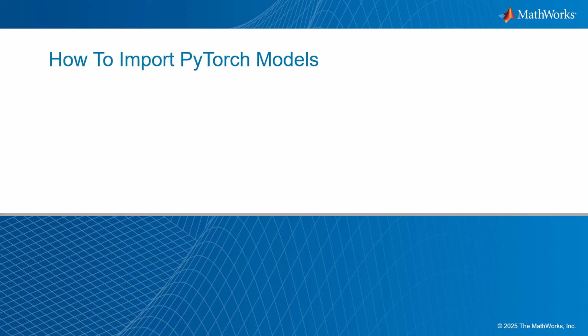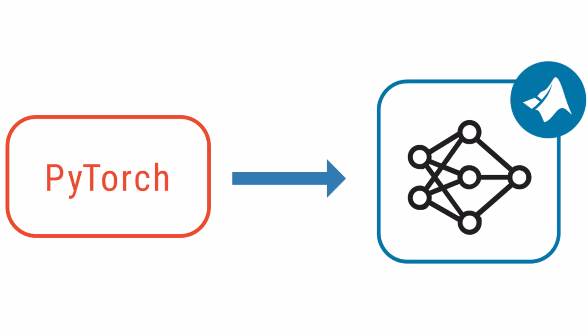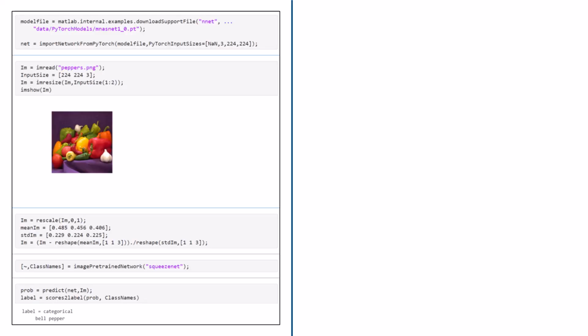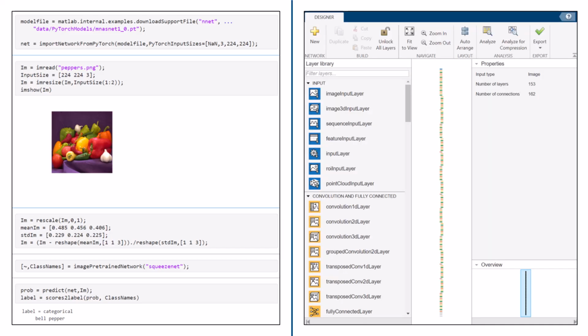In this video, I'll show how you can import and use PyTorch models in MATLAB. While you can train neural networks in MATLAB, sometimes you already have a network in PyTorch that you want to import and use with MATLAB code, apps, or features. We will show two approaches for doing this: using MATLAB code to import the network programmatically, and using the Deep Network Designer app to import interactively.